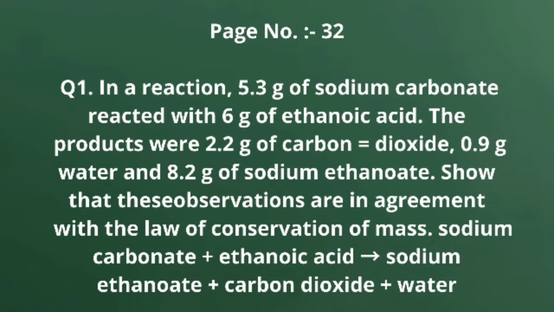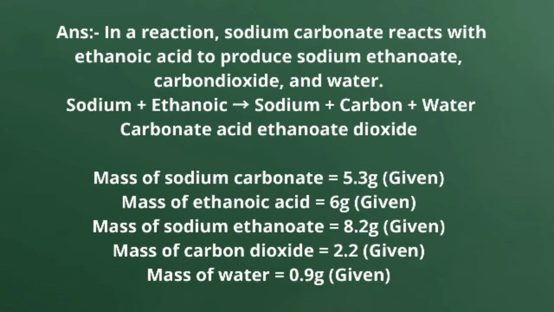Friends, we see the solution for this question. In a reaction, sodium carbonate reacts with ethanoic acid to produce sodium ethanoate, carbon dioxide and water. Mass of sodium carbonate is equal to 5.3 gram given, mass of ethanoic acid equal to 6 gram given, mass of sodium ethanoate 8.2 gram given, mass of carbon dioxide 2.2 given, mass of water is equal to 0.9 gram given.